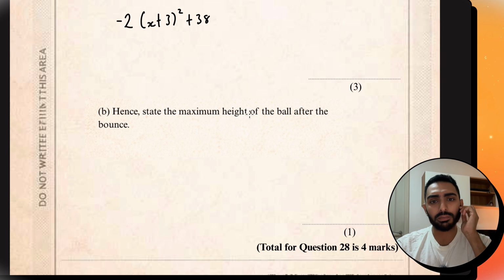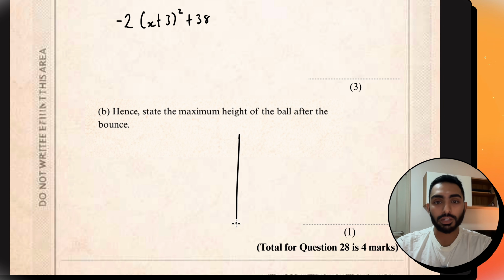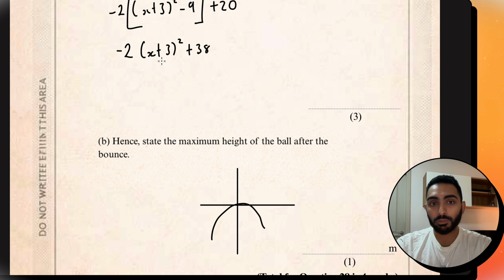Part B, hence state the maximum height of the ball after the bounce. Let's just imagine we have the graph of y equals negative x squared. It would be looking something like that. It's got an upside down U shape. This graph has been moved 3 to the left, and then it's moved up by 38. So it's moved 3 to the left and up by 38. That coordinate of 0, 0 is now negative 3, 38. The graph would look somewhat like that. We just want the maximum height of the ball. The height of that ball would be 38 meters.